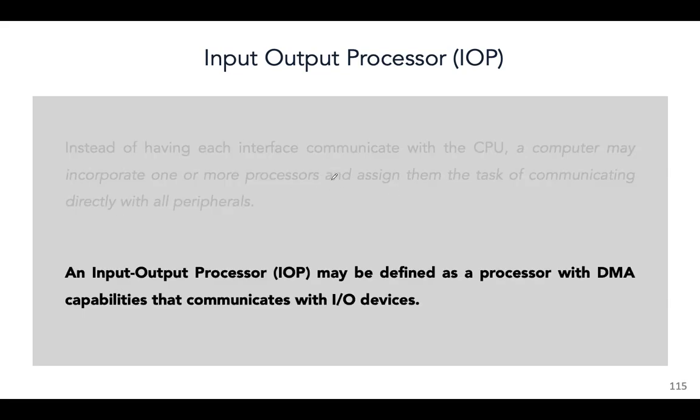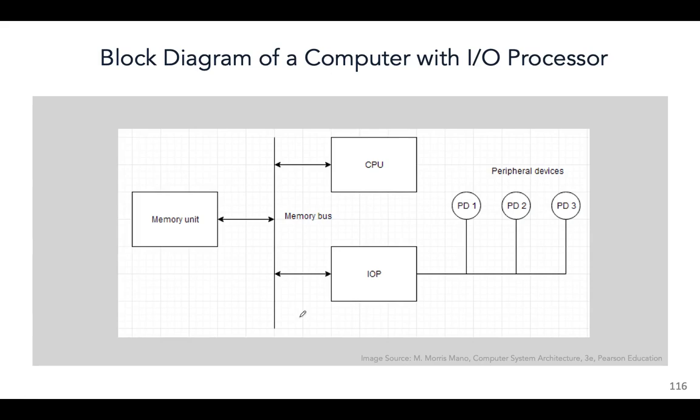Now, an input-output processor, IOP, may be defined as a processor with DMA capabilities that communicates with IO devices. So what we have done now is, instead of having multiple interfaces communicating with the CPU and the peripheral devices, we have assigned a single processor or a group of smaller processors and designated them as the IO processor, right? So this IO processor now, it's like a DMA. It behaves like a DMA controller, and it has the capability to communicate with the IO devices independently. All right, diagrammatically this is what it looks like.